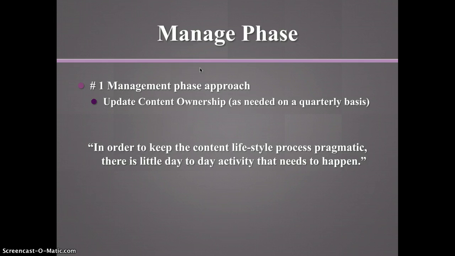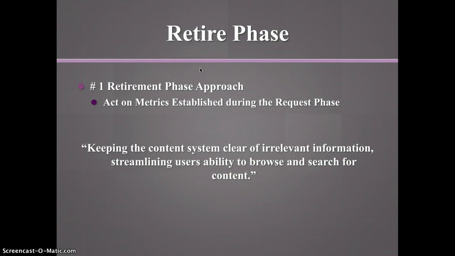So it says right there, in order to keep the content lifecycle process pragmatic, there are little day-to-day activities that need to happen. And the retirement phase, lastly, allows for the opportunity to weed out irrelevant and invaluable information. This phase will really help you to streamline the user's ability to browse and search for the content that they need. And the number one retirement phase approach is to act on metrics established during the request phase.